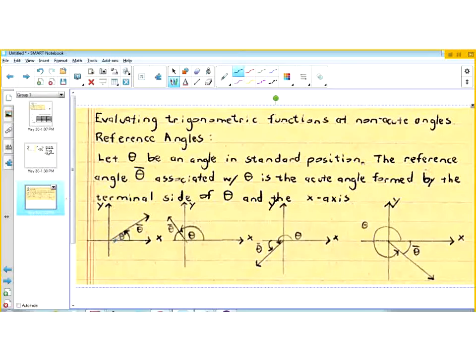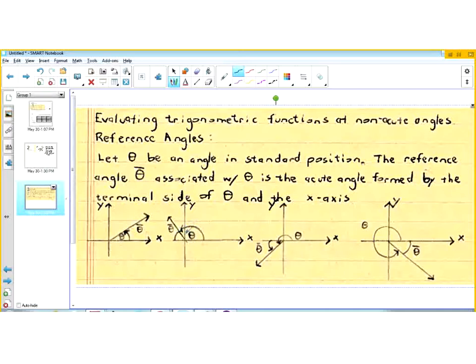So in this case, for instance, in the first illustration here, we have theta shown. And so the reference angle for theta is theta bar. So theta bar and theta are the same since we're in the first quadrant, and all angles in the first quadrant are acute angles.